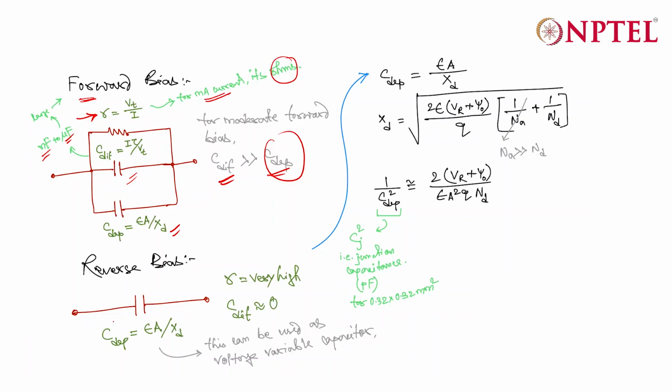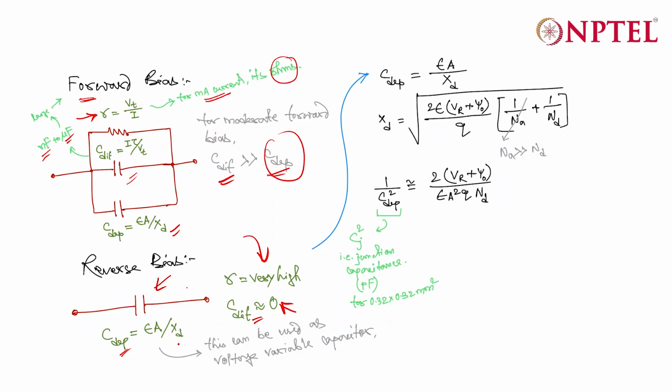And under reverse bias, you will find your depletion capacitance is epsilon A by Hd, and there is no resistance component because the value of R is very high, and we have already seen that the diffusion capacitance is almost equal to 0. That's why under reverse bias, a PN junction diode can be used as a voltage variable capacitor, because it only acts as a capacitor. And why is it voltage variable?